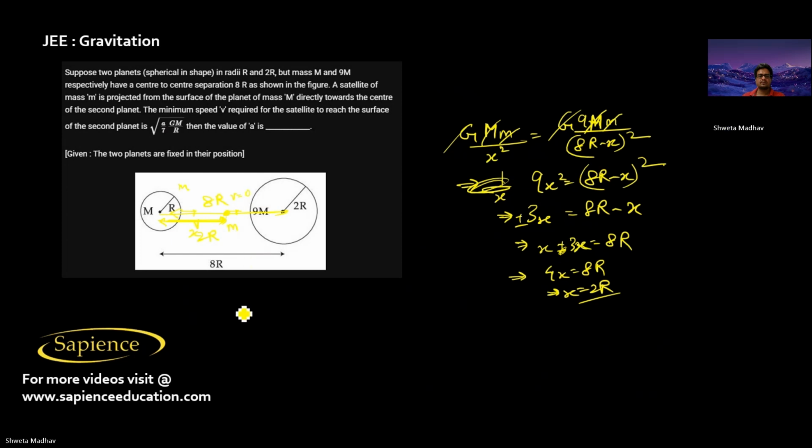So I will say that the loss in kinetic energy is equal to the gain in potential energy. Loss in kinetic energy is half mv square minus 0. So initial kinetic energy minus final kinetic energy is equal to the gain in potential energy, which is U final minus U initial. So the final potential energy at the neutral point that we have found out. This length is 6R. This length is 2R.